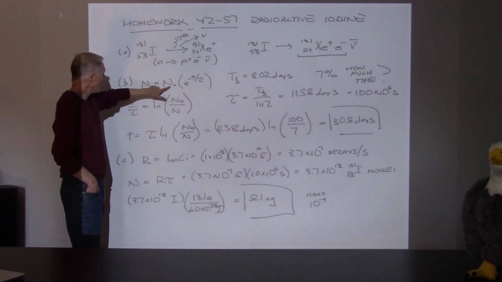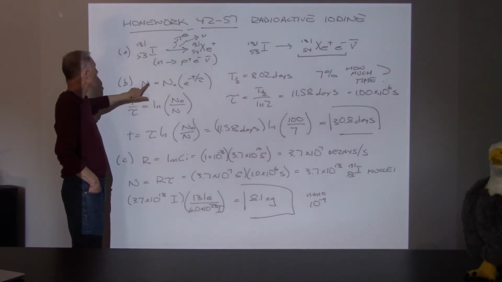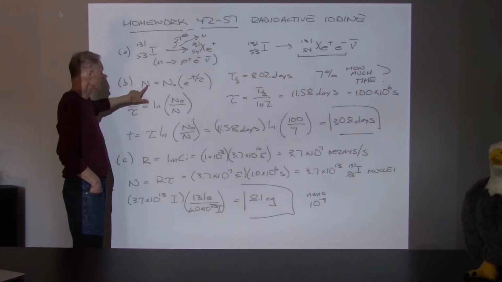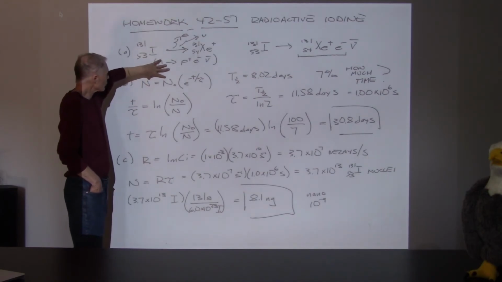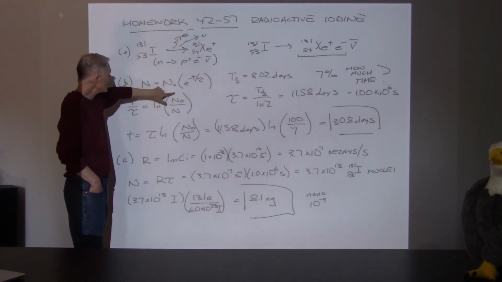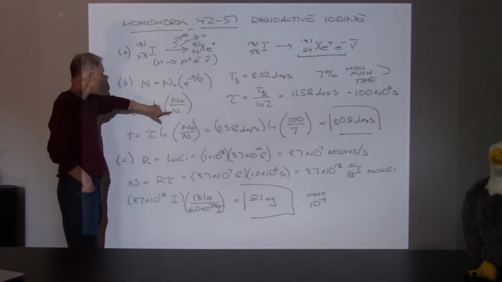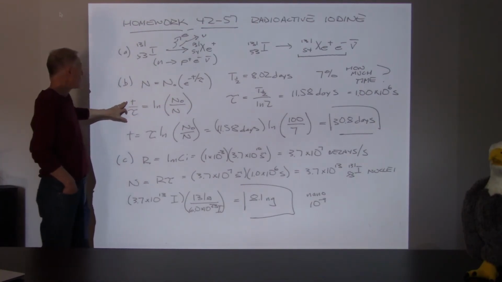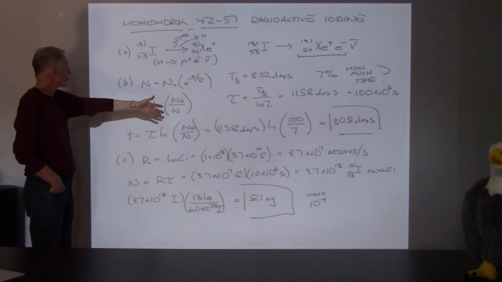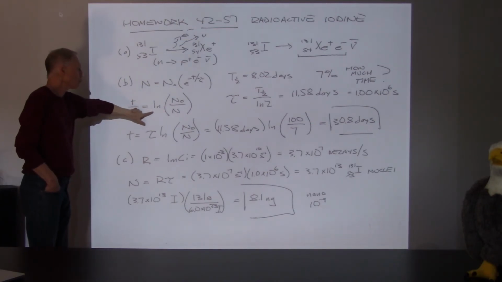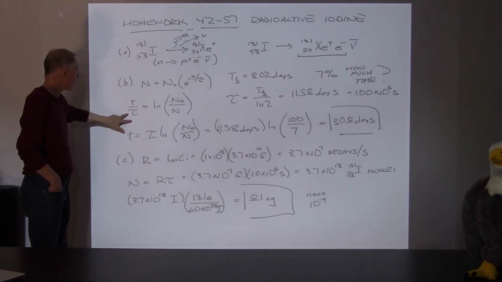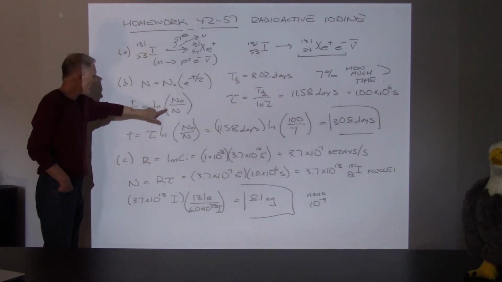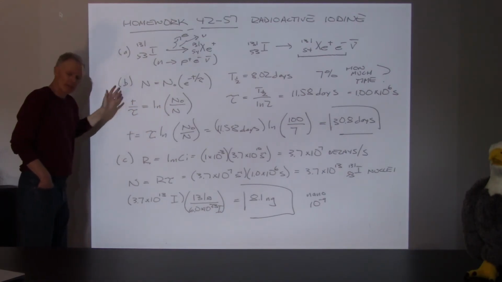Of the number that we originally start with, we want 7% left. So that becomes a ratio for N naught and final N. I took this equation, ran a logarithm through it, and ended up with this formula: t over tau equals the natural log of N naught over N, and then I just solved for t.